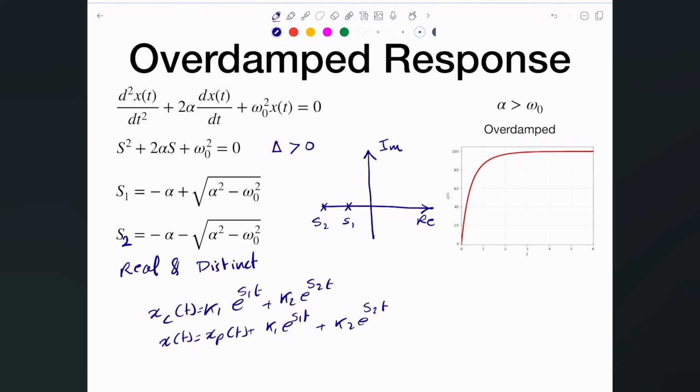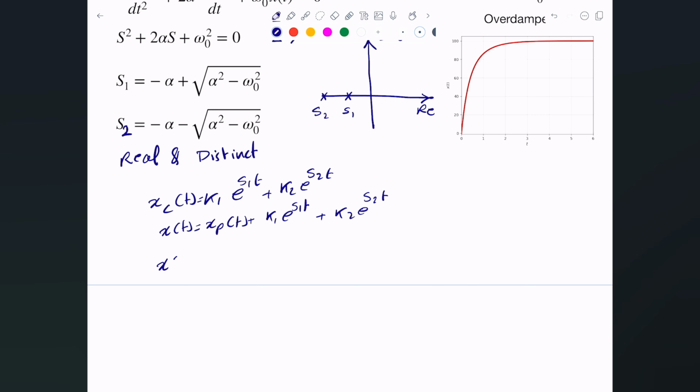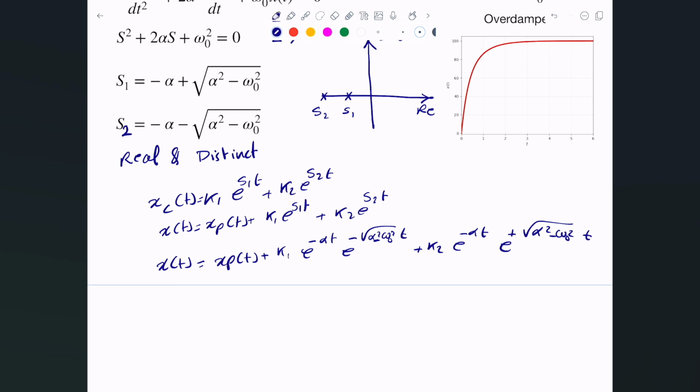All right. And of course, we can substitute what S1 and S2 are. And they're simply the following. So x of t is xp of t plus K1 e to the negative alpha t, e to the negative square root of alpha squared minus omega 0 squared, there's a negative in here, t, plus K2 e to the negative alpha t, e to the negative square root of alpha squared minus omega 0 squared in here, and this is also multiplied by t. I think this would be a positive in here. Well, we did S1, so let me just do this here. That will be the positive in here.